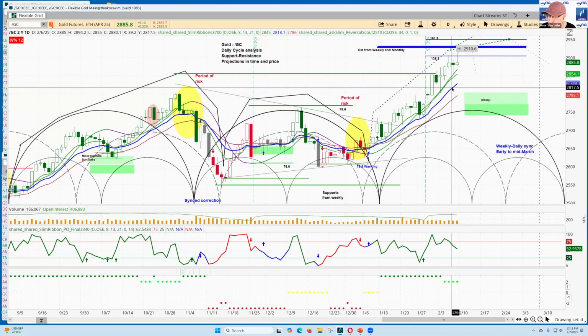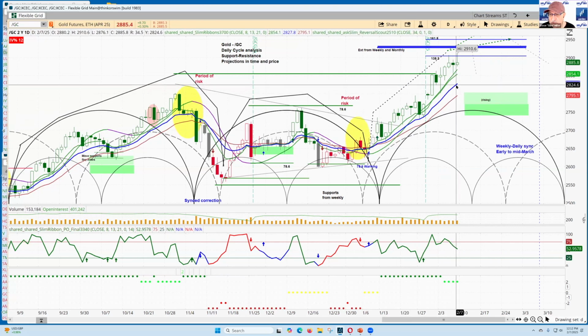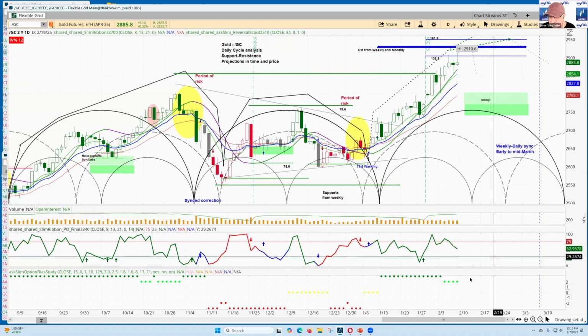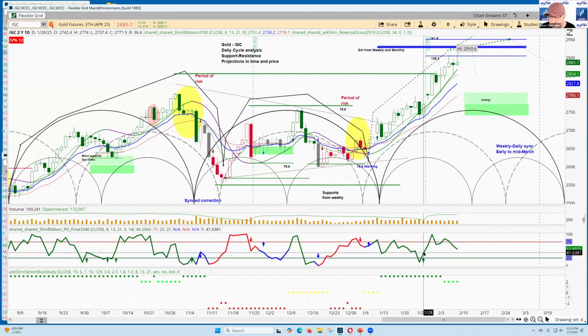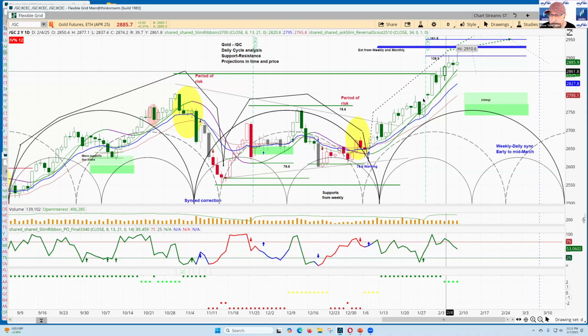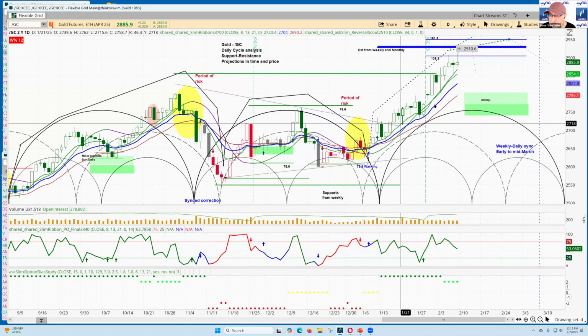By the way, this is a free indicator. Write to matt@askSlim.com. You can find out how to put this up on thinkorswim, or this is also available on some other sites, so you can ask about that. And then the slim ribbon PO gave you that signal right there of the upside resumption. So this is a very positive condition.